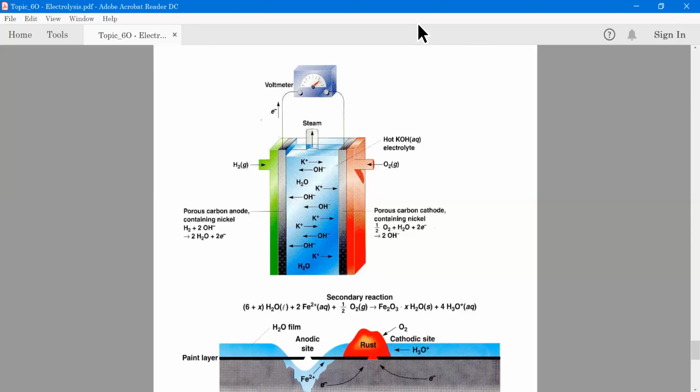So I hope we are now experts on the technology involved in these various electrolytic and galvanic cells.